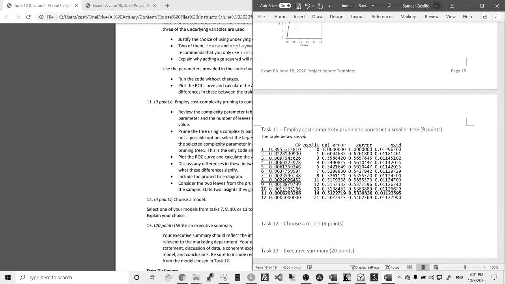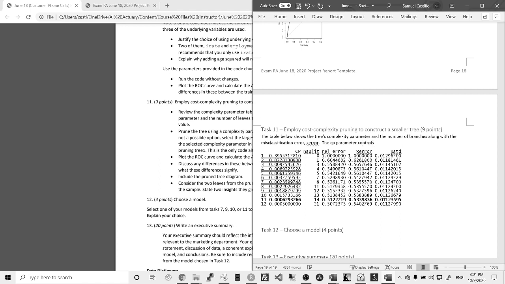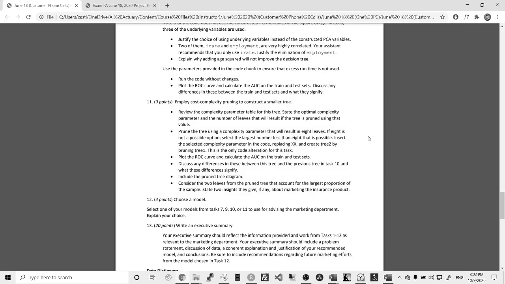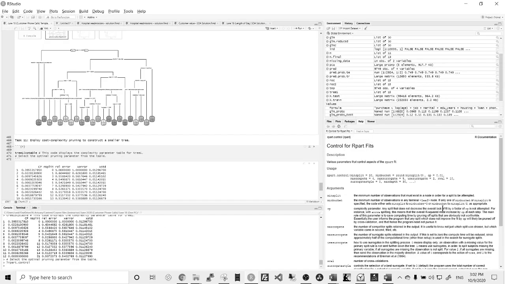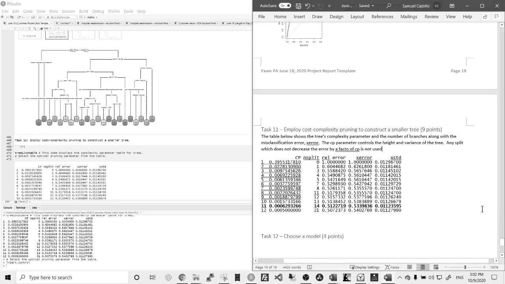The table below shows the tree's complexity parameter and the number of nodes, branches, along with the misclassification error. The CP parameter controls the height and variance of the tree. Any split which does not decrease the error by a factor of CP is not used. Let's see if I got that definition right. Any split that does not decrease the overall lack of fit by a factor of CP is not attempted.